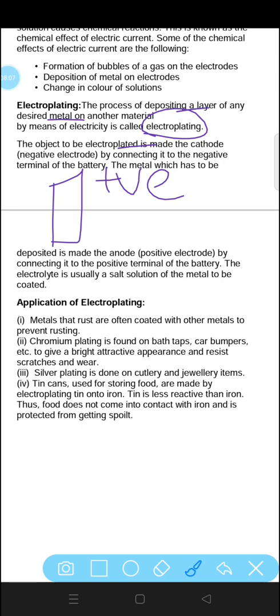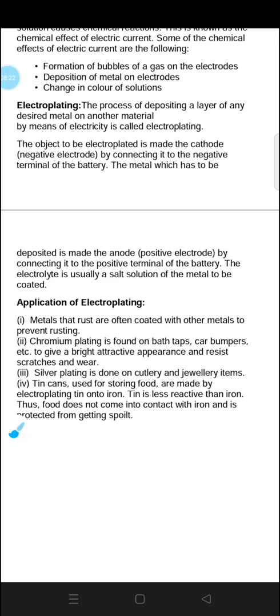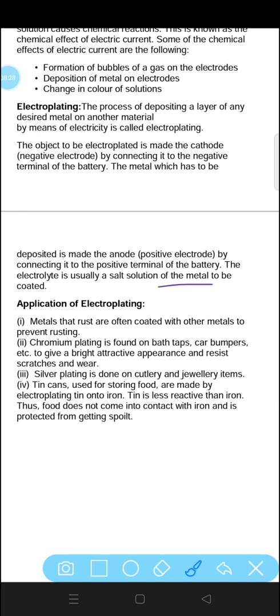The metal which has to be deposited is made the anode. Zinc metal will be made the anode. This one is iron, this one is zinc. By connecting it to the positive terminal of the battery, the electrolyte is usually a salt solution of the metal to be coated. Electrolyte should be a salt solution.